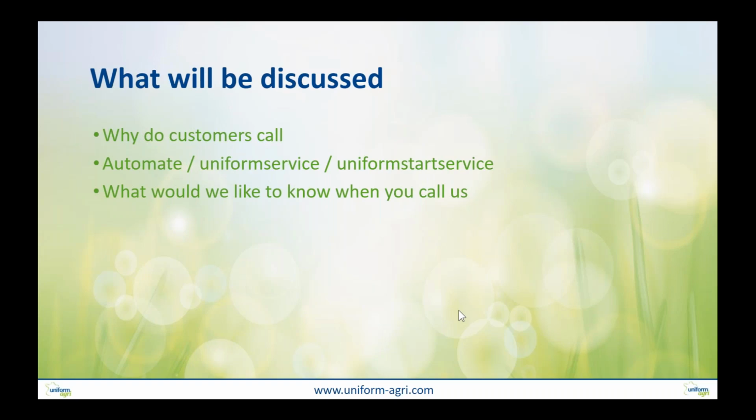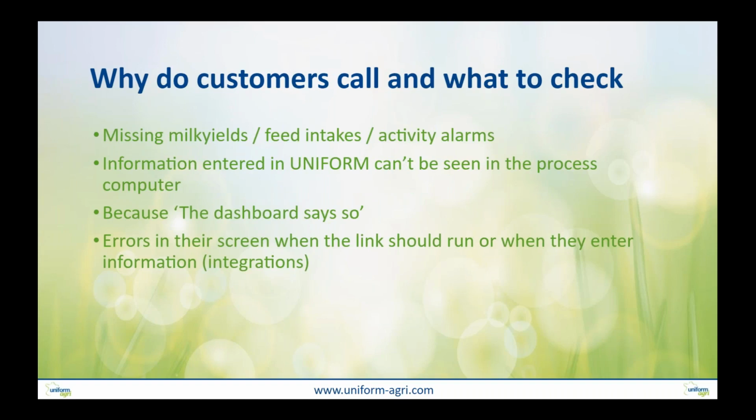So why do customers actually call us? That's of course for all kinds of reasons, but when it comes to links, most of them call us because they are missing something. So they might be missing milk yields or feed intakes or activity alarms in the software in Uniform, which should be available, and they'll see it in their software, and they'll ask us, well, why is that information missing, and what can you do about it?